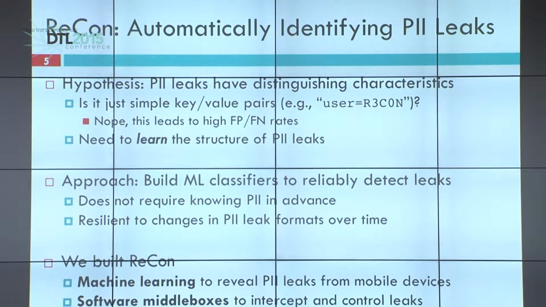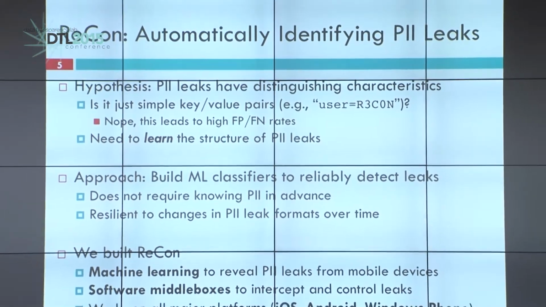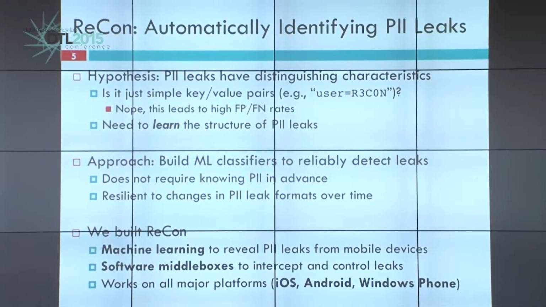So Recon leverages this idea. We use machine learning to identify information leaks in network traffic. We use software middle boxes to actually intercept and control them if users want to modify what information is being sent. And because this approach just works on network traffic, we've been able to make it available today on all major platforms: iOS, Android, Windows Phone. In fact, I've been running this on my iPhone for the better part of a year.